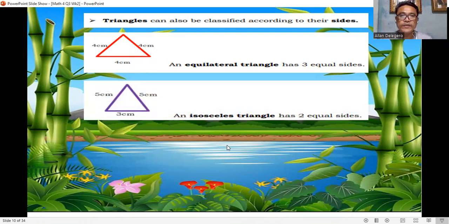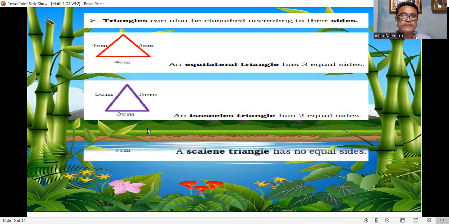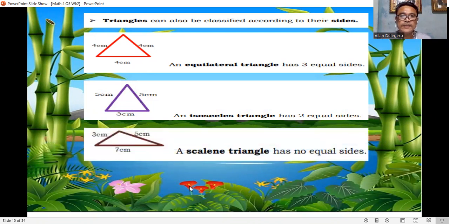An isosceles triangle has 2 equal sides. And this is the example of an isosceles triangle. The 2 sides here are equal, or the same measurement, 5 centimeters. A scalene triangle has no equal sides, and this is the example of a scalene triangle. They have different sides, 3 centimeters, 5 centimeters, and 7 centimeters.